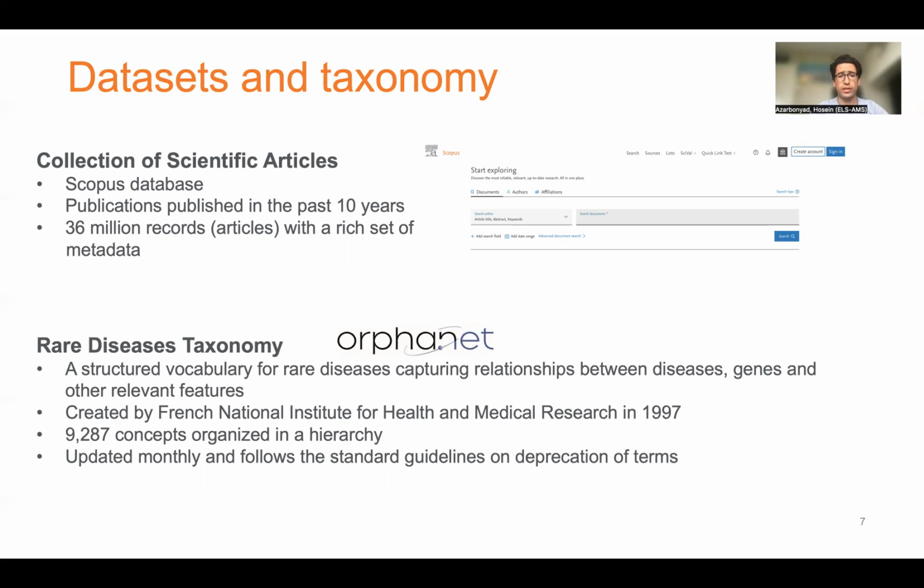And Orphanet is a structured vocabulary for rare diseases, capturing relationships between diseases, genes, and other relevant features. It contains about 9,000 concepts, which are organized in a hierarchy. And as I mentioned earlier, it's updated monthly, and it follows the standard guidelines on deprecation of terms in taxonomies.